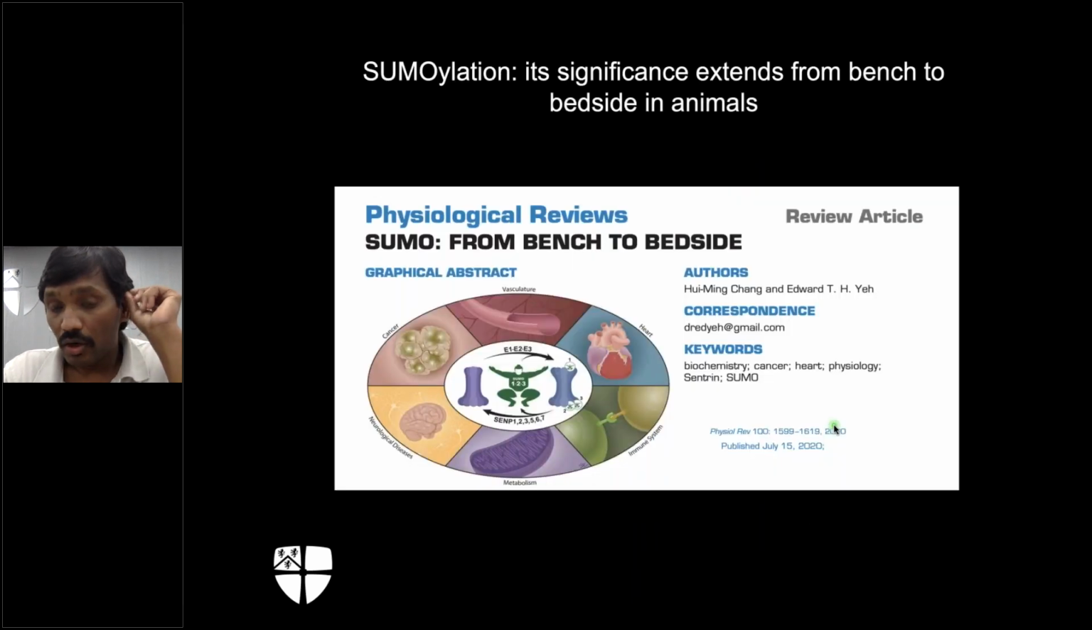It's not only in plants; it's very well known in animal systems. A recent review from Edward's lab has shown how SUMO conjugation with the help of different enzymes, and deconjugation with the help of different enzymes, can severely affect different diseases such as heart disease, cancer, or neurological diseases. So the significance is very well established.